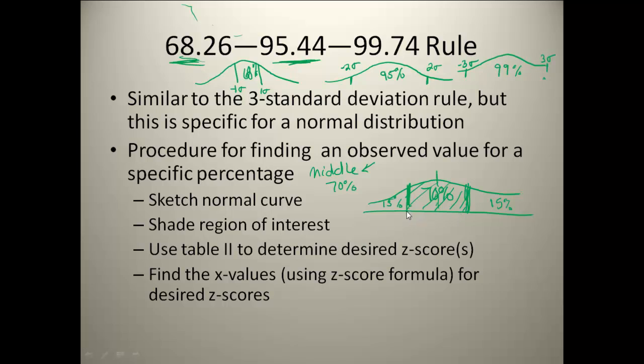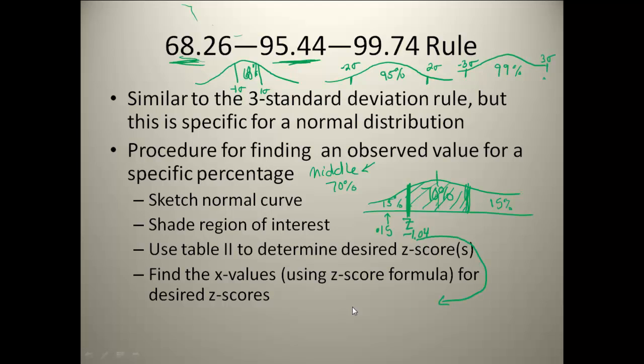Now, when we go to find a particular score, we're going to end up finding a z-score first and then having to use the z-score formula to transfer it back into an x value. When we go to table 2, what you have to realize is that if you're trying to find this first z-score, the area you would need to look up would be 0.15. So you would go through your table 2, scan it until you find that area of 0.15, and when you do that, it is going to be negative 1.04.